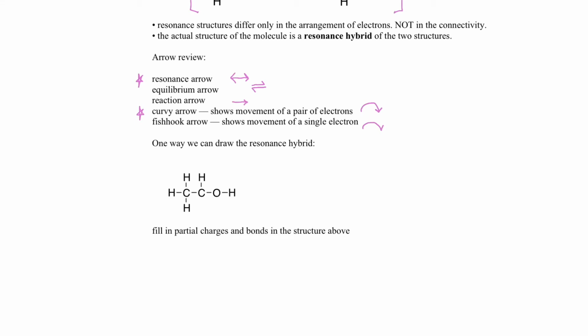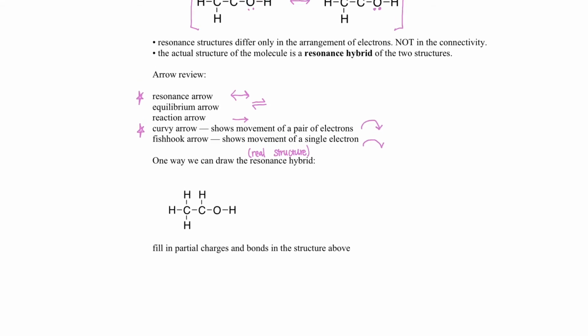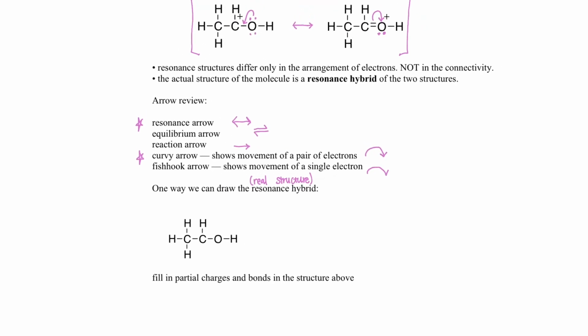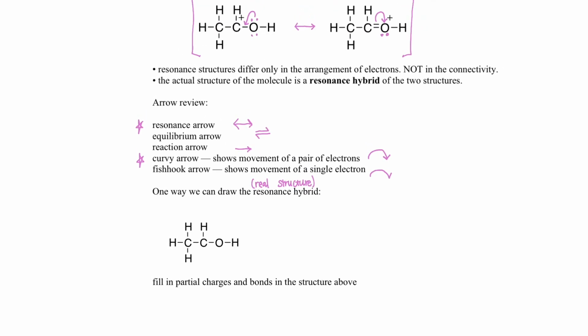Now let's go back to the resonance hybrid. The hybrid is essentially the in-between structure or the real structure represented by a combination of the resonance structures. So let's take a look at the two resonance structures again. Right, so if we're trying to draw a hybrid, then what we will end up with is an in-between, a hybrid of the two structures that we have on top here.